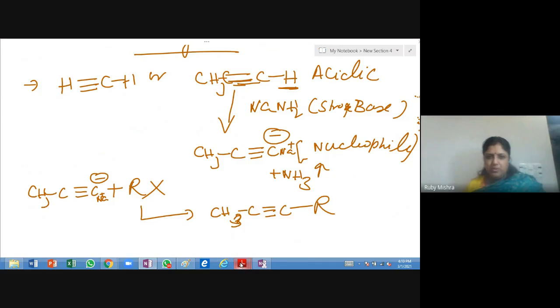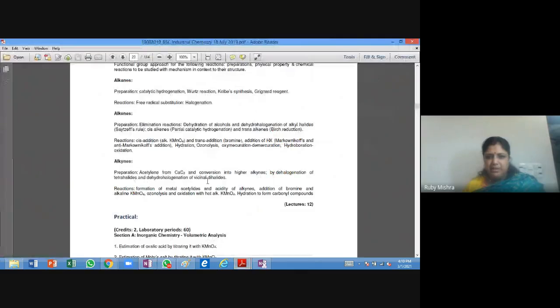If you look at the syllabus here, it is conversion into higher alkynes. So preparation of acetylene. This portion is the remaining portion of alkenes, and how alkyne is reactive in nature.